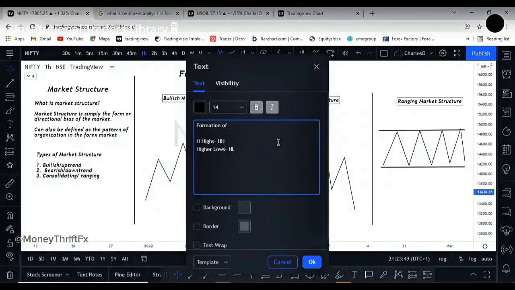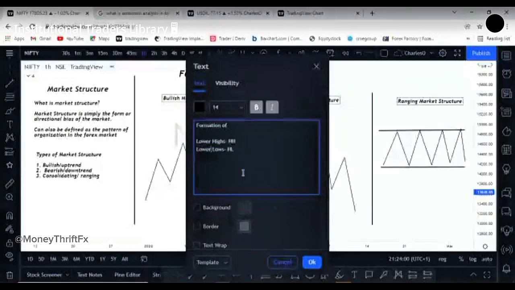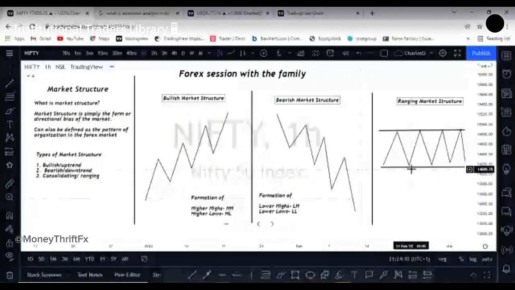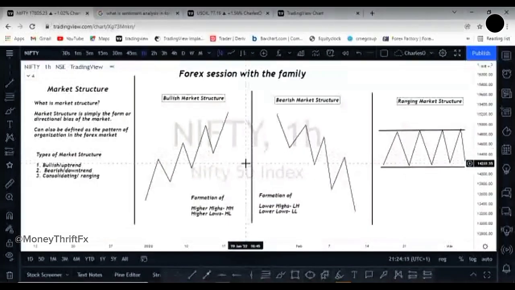Bearish market structure is forming lower highs, and then it's forming what? Lower lows. Lower high we're going to use LH, and lower low we're going to use LL, right? For the ranging market, it's not forming lower lows, and it's not forming higher highs. So what then is a lower low, and what is a higher high?